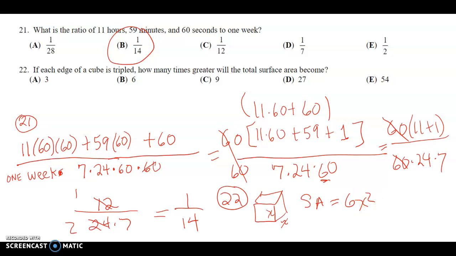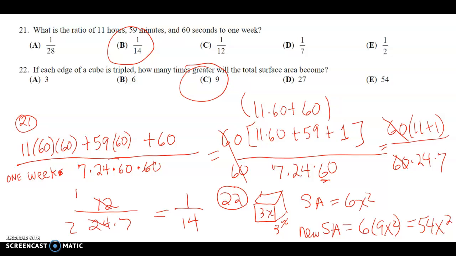Now they're asking me to triple each edge. So instead of being x and x, it's going to be 3x and 3x. So now my new surface area is going to be 6, because there are 6 faces, times 9x squared, which is 54x squared. How many times bigger is 6x squared than 54x squared? How many times bigger is it? It's 9 times bigger, so my answer is C.